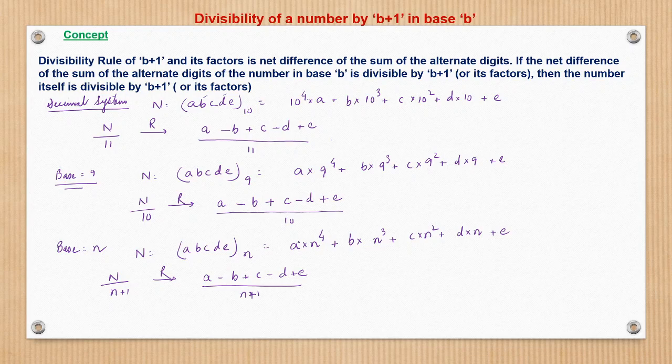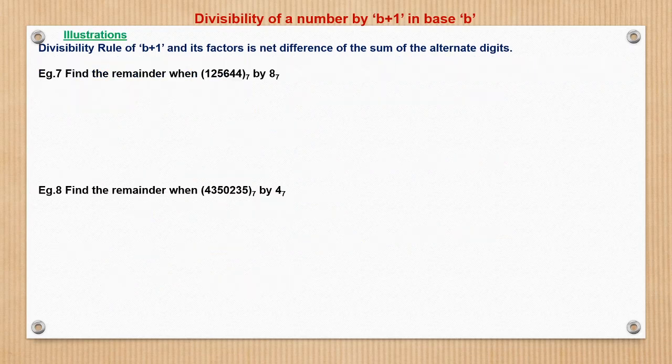So with this background and understanding, now we'll move ahead and solve some questions based on this. Very quickly we'll move ahead. These are very simple. I mean, back of the hand you can get the answer within seconds. So here the question is, find the remainder when 125,644,7 by 8 is divided.